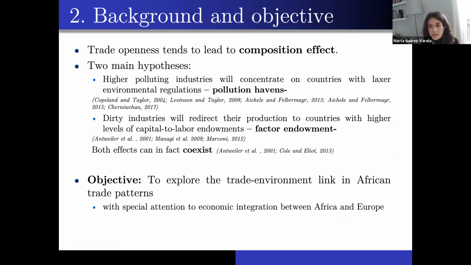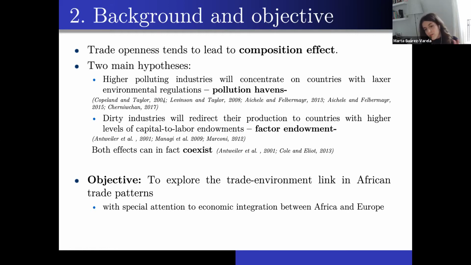First, that higher polluting industries will tend to concentrate in those countries with laxer environmental regulation, the so-called, as I said, pollution havens. But also there is another hypothesis, which is that dirty industries may be redirected to countries with higher levels of capital to labor endowments. This is because dirty industries are usually more capital intensive than other industries, okay? And these countries with higher levels of capital to labor tend to be also developed countries. So we can find that they go to developing or to developed countries, both directions, okay? And in fact, what many works find is that both effects coexist sometimes, okay?